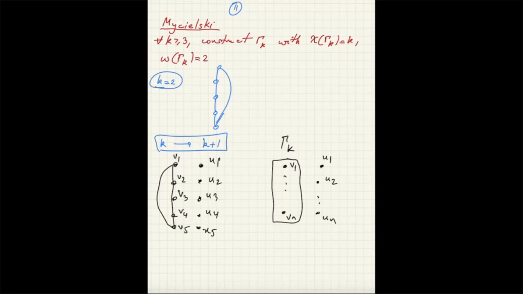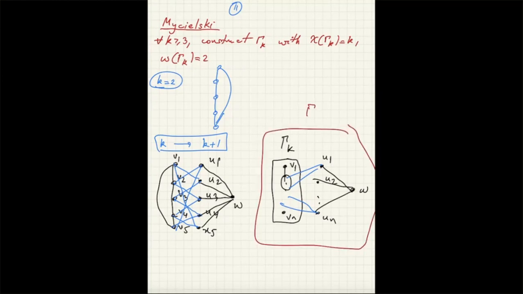So if V1 is adjacent to V2 and V5, you make U1 also adjacent to V2 and V5. U2 is a twin of V2, so it's going to be adjacent to V1 and V3. U3 will be adjacent to the neighbors of V3, and so on. I think you get the picture. If V1 is adjacent to something here, then U goes like that, and so on. Okay. And then one more thing we do. We create another vertex at the end, let's call it W, and we make W adjacent to all the U's. So we put here a W.